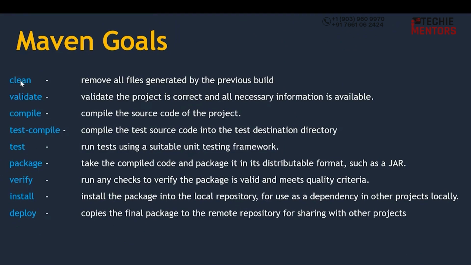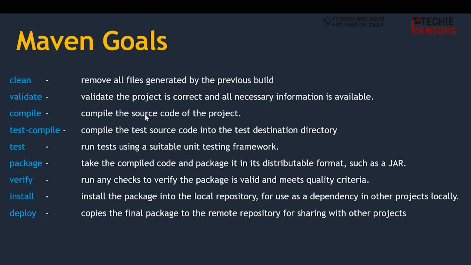That is clean. This is the goal which helps us remove all the files generated by the previous build. Let's assume that we are building the same code again and again. In case we want to delete all the files generated by the previous build, then we need to use the clean goal. Next, validate. Validate the project is correct and all necessary information is available. Before compiling, whether it contains all the information or not is going to be displayed over here.